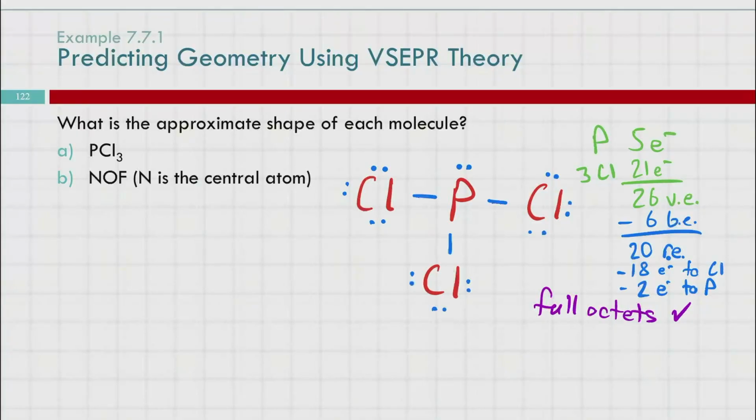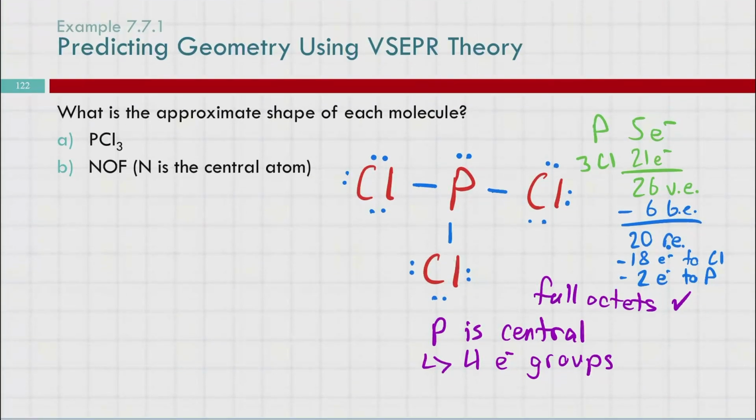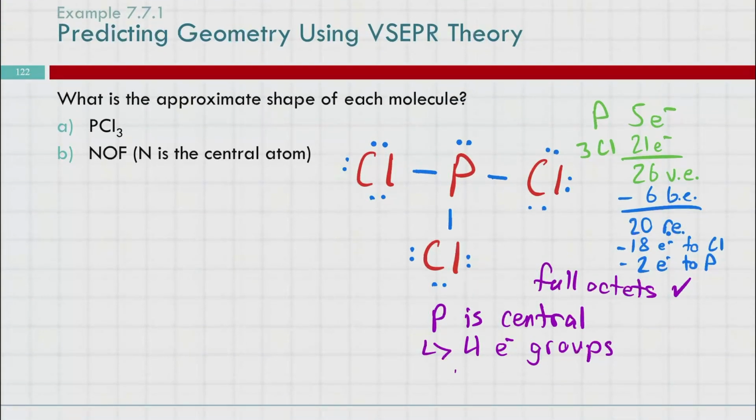So that's step 1 of our VSEPR theory geometry process: come up with a good Lewis structure. Then we want to figure out what our central atom is. Phosphorus is the central atom. So phosphorus, being the central atom, has how many electron groups on it? We have 4 electron groups. That's our combination of bonds and lone pairs, made up of 3 bonds and 1 lone pair.